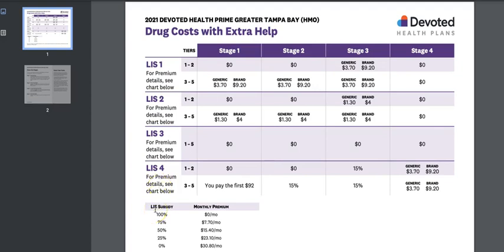Below is a low-income subsidy amount of 100%, 75%, 50%, and 25%. This number represents how much of their premium will be picked up for them based on that low-income subsidy level. Most times, you'll notice that individuals with a low-income subsidy level 4 will fall under the 75, 50, or 25% low-income subsidy. The other levels, 1, 2, and 3, typically fall under the 100%.